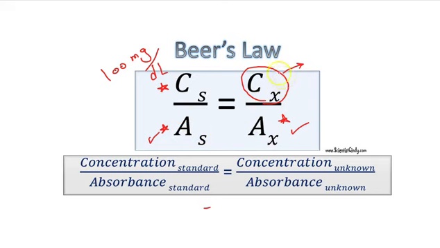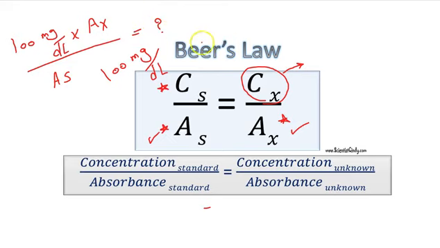And then we are going to calculate the concentration of our unknown solution. So it means that you should multiply 100 milligram per deciliter times AX, whatever number that you have, divided by AS, the absorbance of the standard solution. Then the number here would be the concentration of our unknown solution.